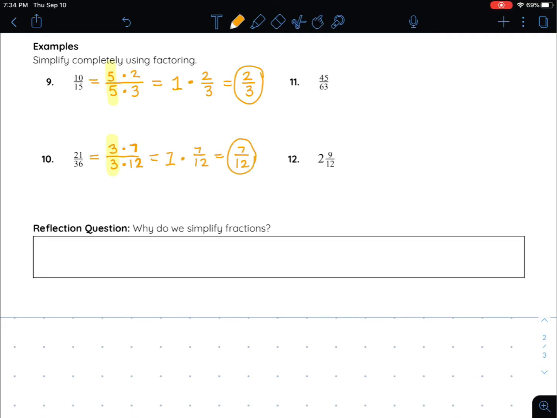And we know we're done on this one because 7 and 12 don't share any factors. Like there's nothing we could think of that multiplies into 7 and into 12 other than 1. So we know we're done.